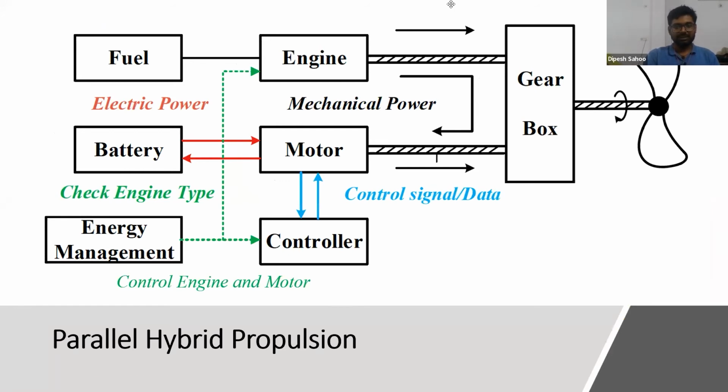You can see it is a parallel hybrid propulsion. Parallel hybrid means there is a fuel, there is an engine, there is a battery, there is a motor, and both of them are connected to the gearbox. Both the engine output and the motor output are connected to the gearbox. That means there is parallel flow of power between the engine and the motor. We can use various types of clutching or shifting mechanisms to shift the power flow from engine to motor, or to combine the power output of the engine and the motor to get the required output and thrust.